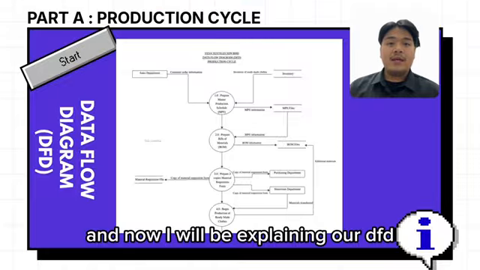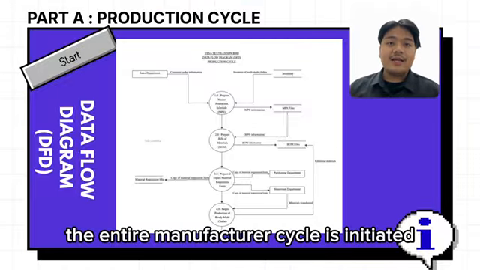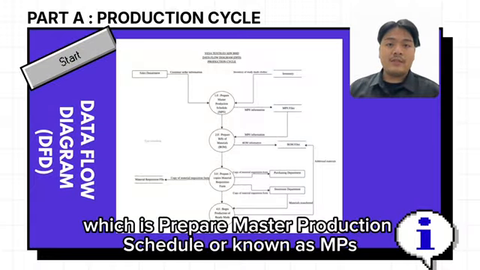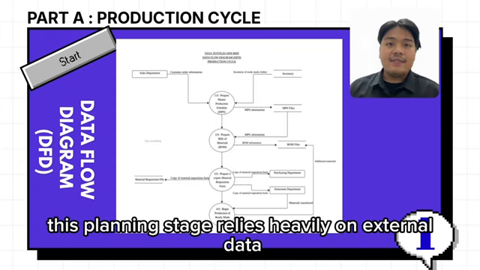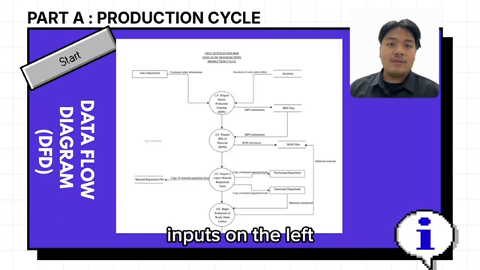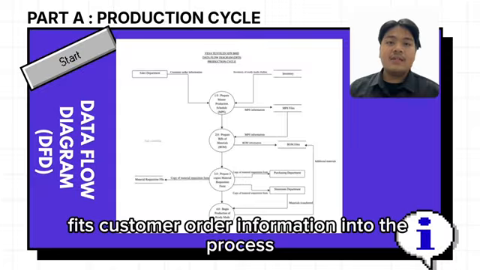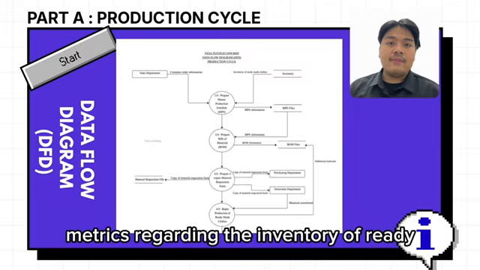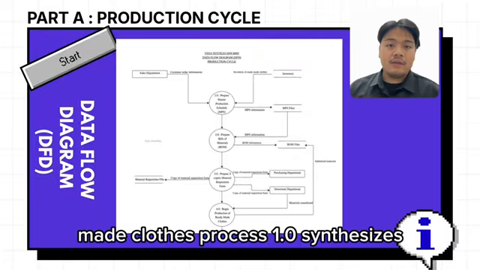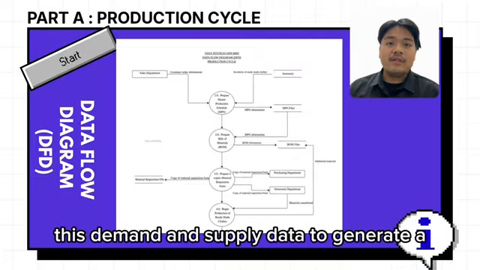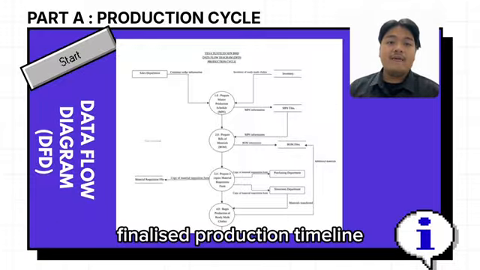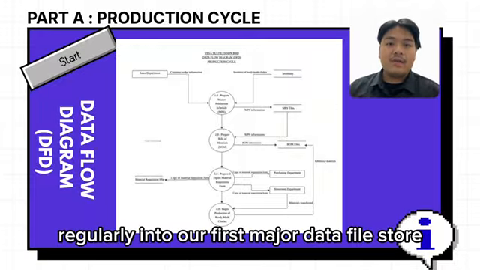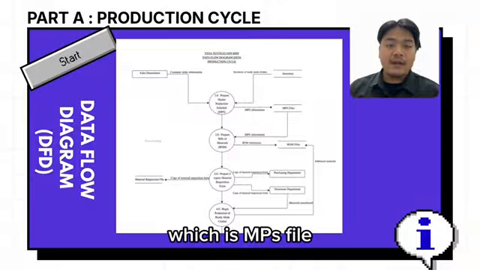And now I will be explaining our DFD. The entire manufacturing cycle is initiated at the very top with process 1.0, which is prepare master production schedule, or known as MPS. This planning stage relies heavily on external data inputs. On the left, the sales department feeds customer order information into the process, while on the right, the inventory file provides current metrics regarding the inventory of ready-made clothes. Process 1.0 synthesizes this demand and supply data to generate a finalized production timeline. This MPS information is then written directly into our first major data store, which is the MPS file.